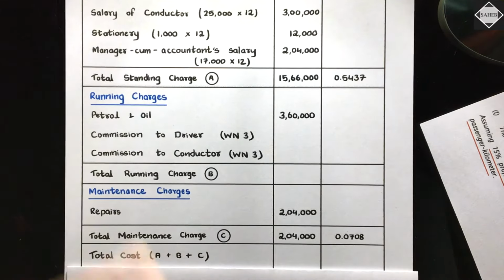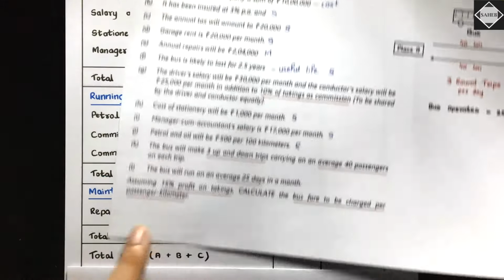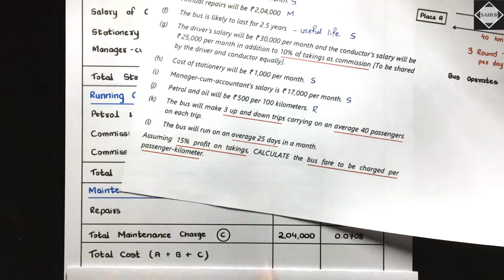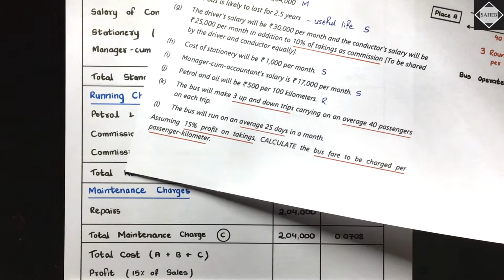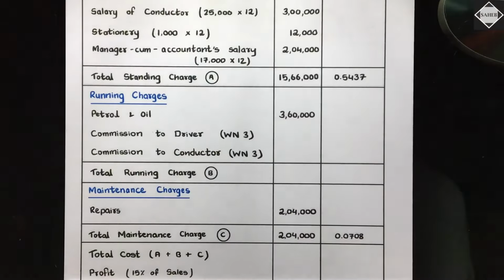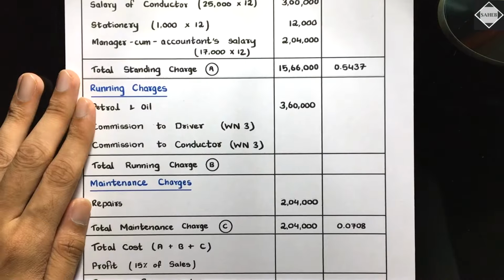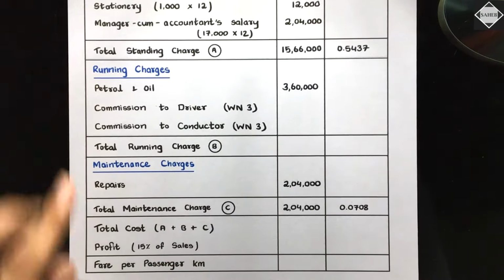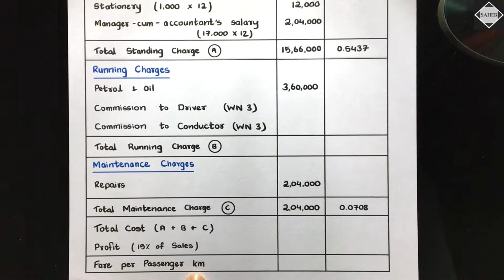And then they are saying in the question also, 15% profit on takings. Yeah, they are saying 15% profit on sales. Here we take the profit now. So that also we can't calculate, profit also. And then we get the sales, fare per passenger kilometer. Here it will come. So we don't have the sales, we don't have the total cost, we don't have the profit. So how can we calculate? We will make use of an equation. It's really simple. Don't worry, it's not difficult. You have to just apply a little bit of logic, then we can easily do this.